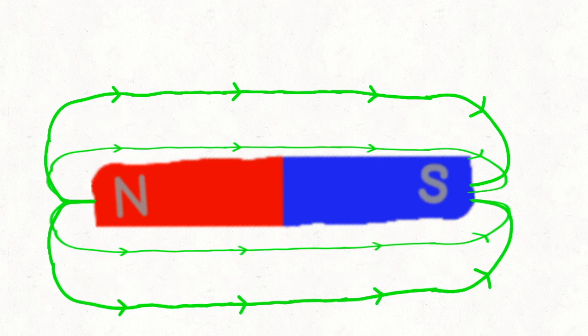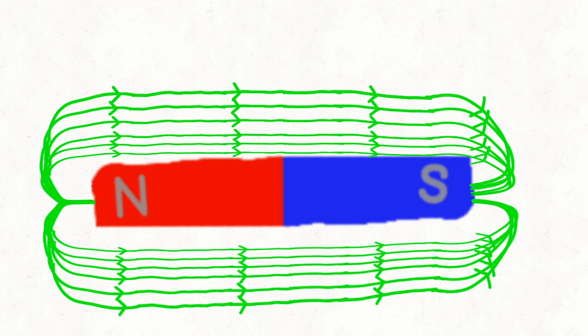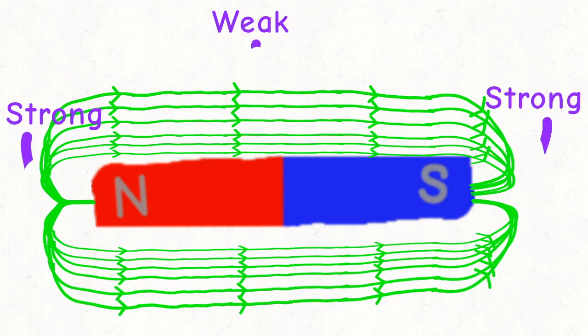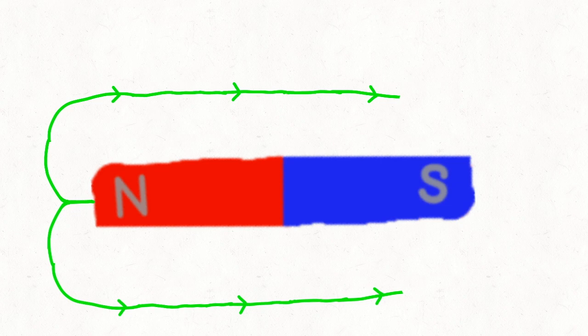The strength of the field is indicated by the amount of lines and how close they are together. More lines closer means stronger. By this logic, the field is stronger at the poles, and the further the magnetic field is from the ends, the weaker it is. To summarize the properties of a magnet, all magnets have a magnetic field.